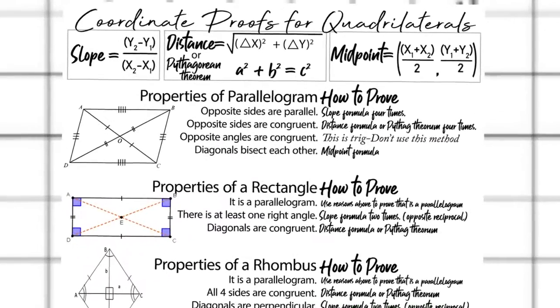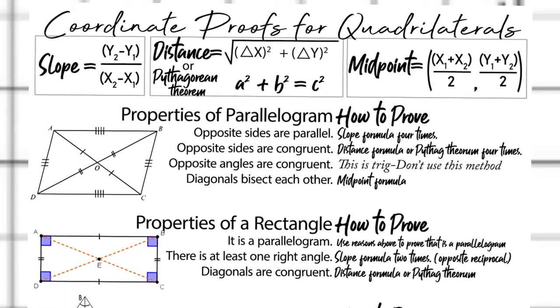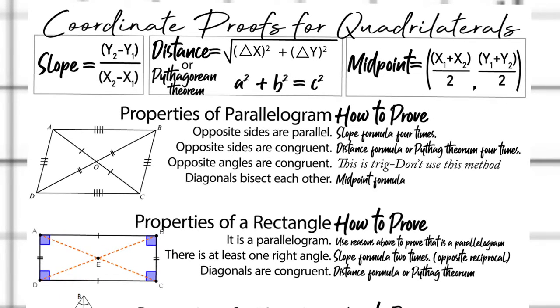And I created this document to help us out. So this is going to be maybe a little bit of a cheat sheet or a reference guide. And I know at the top we've got the slope formula. We've got formulas to help us determine the length of a side or a diagonal. We've got the distance formula, and we've got the Pythagorean theorem. And we've also got the midpoint formula, which is going to help us identify if diagonals are bisecting one another.